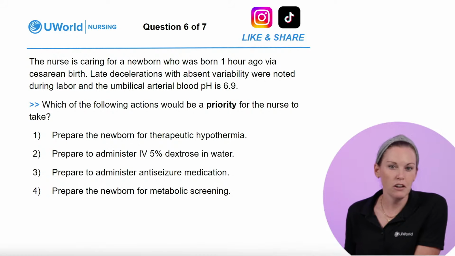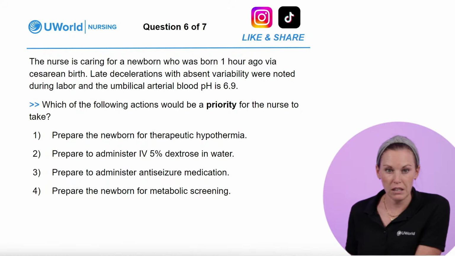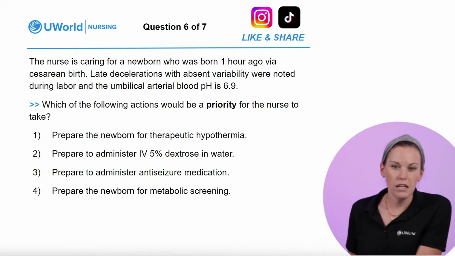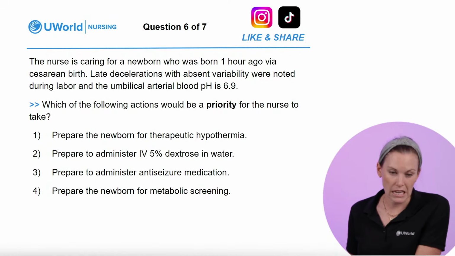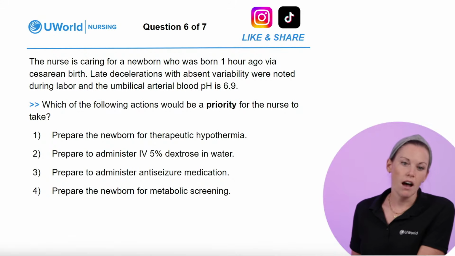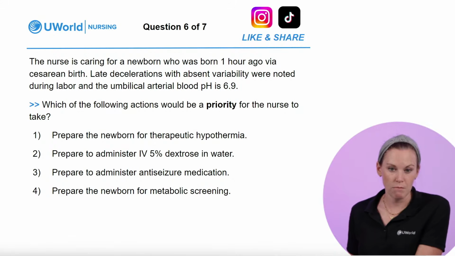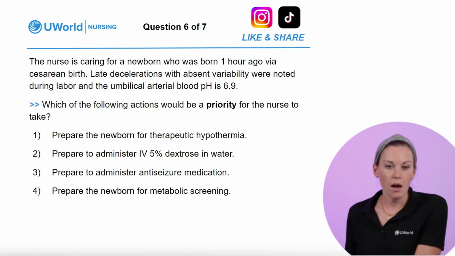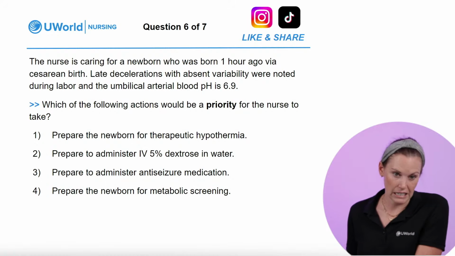All right, question 6. The nurse is caring for a newborn who was born 1 hour ago via cesarean birth. Late decelerations with absent variability were noted during labor, and the umbilical arterial blood pH is 6.9. Which of the following actions would be a priority for the nurse to take? Option 1, prepare the newborn for therapeutic hypothermia. Option 2, prepare to administer IV 5% dextrose in water. Option 3, prepare to administer anti-seizure medication. Option 4, prepare the newborn for metabolic screening.